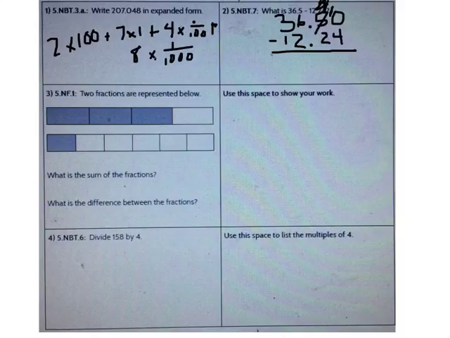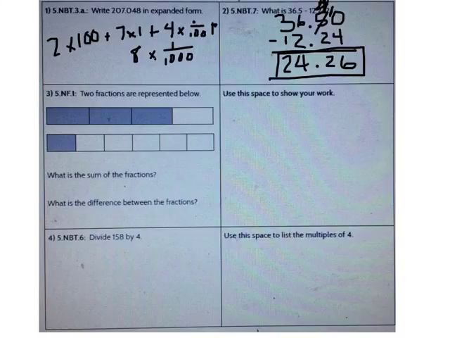Go ahead and finish your subtraction problem now. What's 36 and 5/10 minus 12 and 24 hundredths? Well, 10 minus 4 is 6, 4 minus 2 is 2, 6 minus 2 is 4, and 3 minus 1 is 2. The answer is 24 and 26 hundredths.